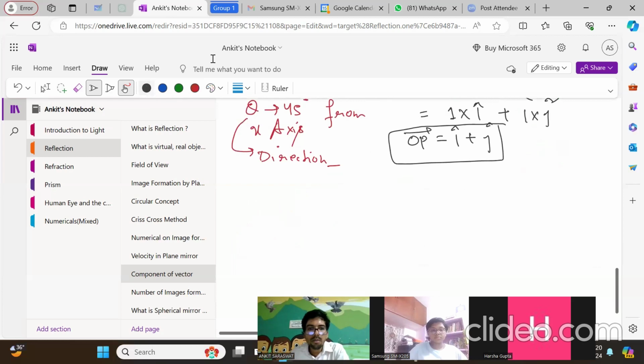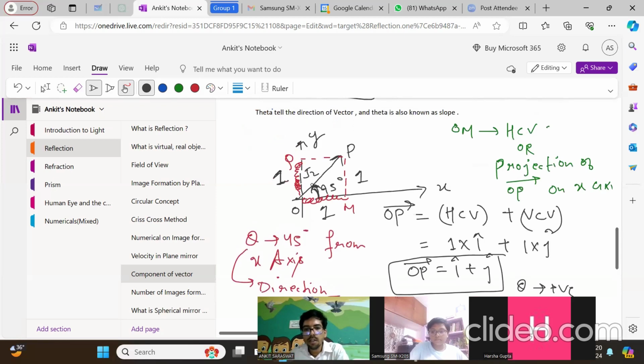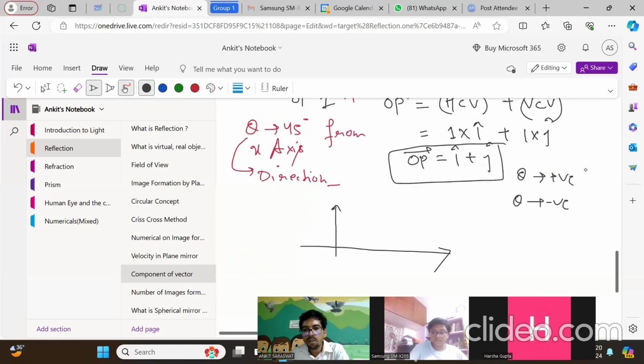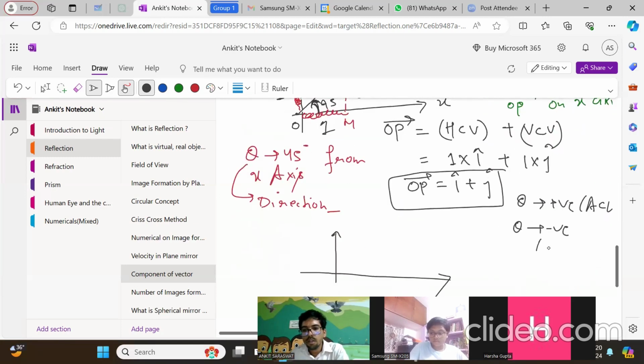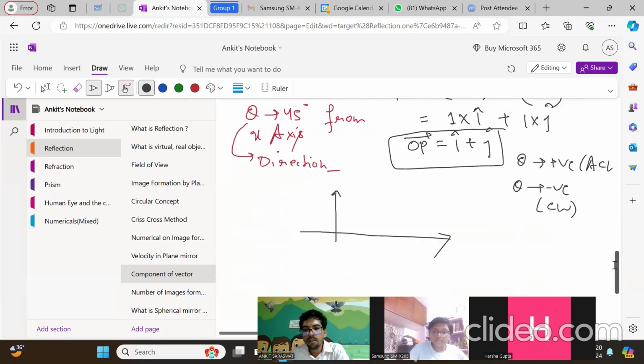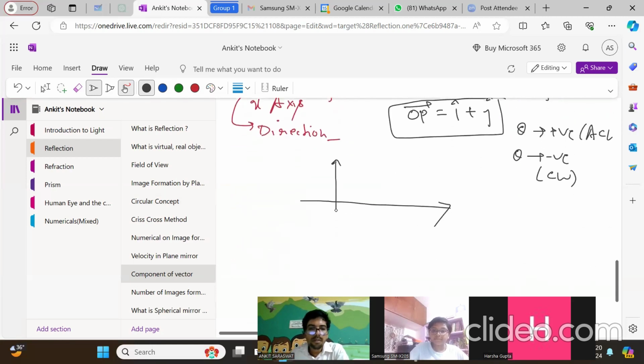Now, if I ask you one more question. See, if I am measuring theta anti-clockwise, you will take it positive, and clockwise negative. Did you see the sign like this? This is anti-clockwise. This is clockwise. Clear? Yes, sir. Okay. Now give me the answer.